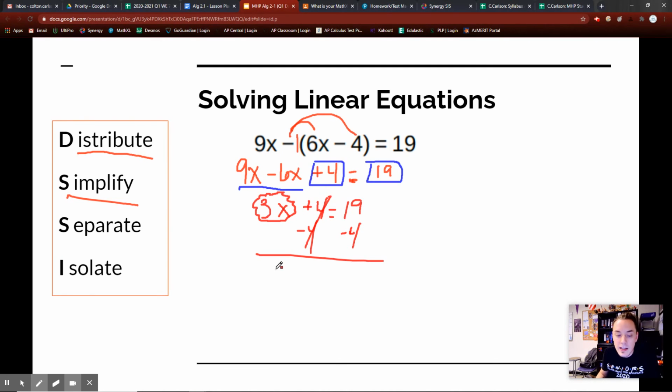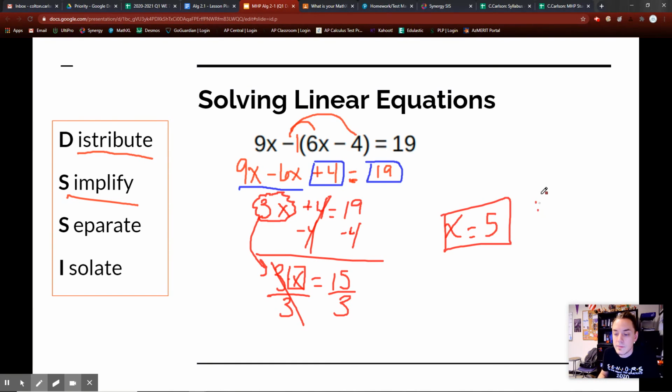Okay, so I do that. That goes poof, and then I'm left with 3x because I didn't do anything with it, so that just gets brought down. 19 minus 4 is 15. I divide by 3. Why do I divide by 3, Mr. Carlson? Because this is multiplication. I did a little dot there. It's a multiplication sign. What's the opposite of multiplication? Division. Okay, so I divide by 3 to both sides. That goes poof, which means I'm just left with x. So what's my final answer? x equals 15 divided by 3, which is 5. That is my answer. Smiley face.